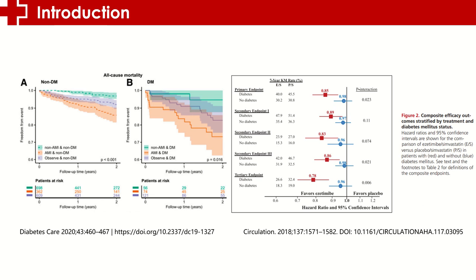Patients with acute myocardial infarction and diabetes have a lower survival rate compared to patients with non-acute myocardial infarction and diabetes. On the right, the treatment for myocardial infarction and diabetes shows the protective effect has risen.